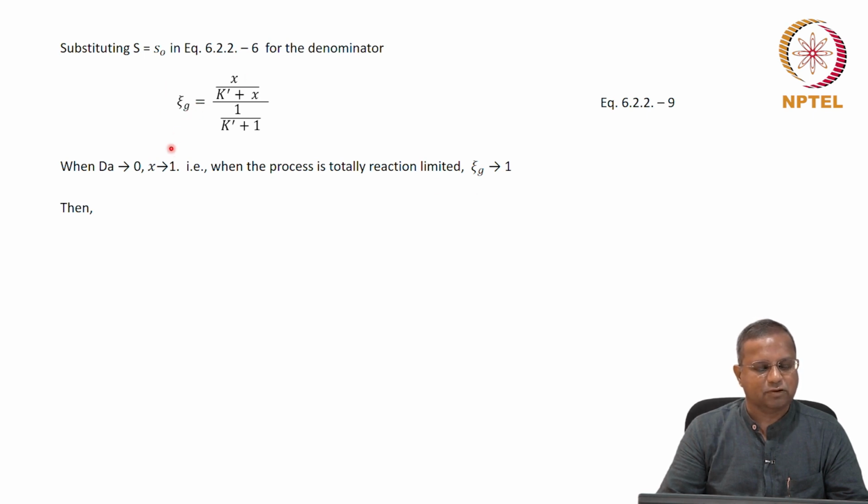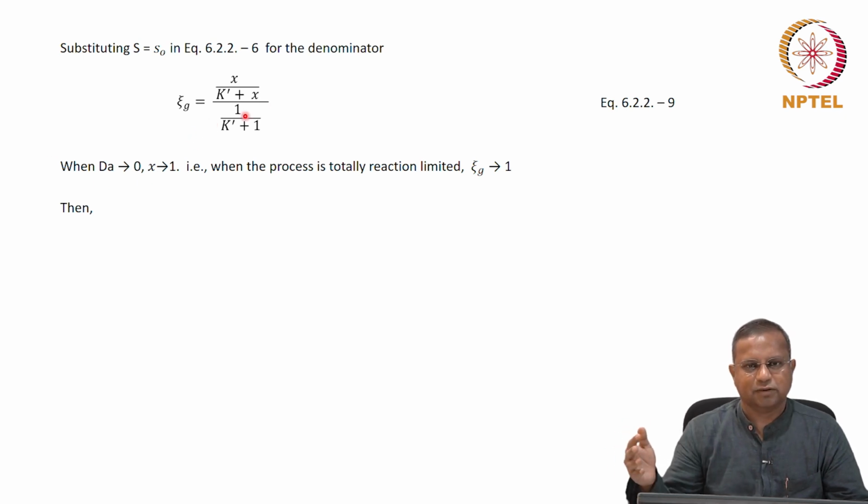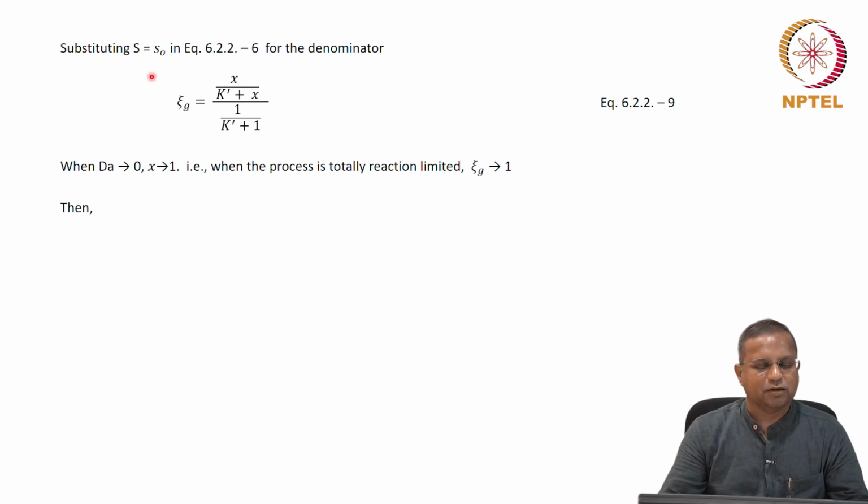Okay, you can see this here also. You put x tends to 1, you get 1 by k dash plus 1 divided by 1 by k dash plus 1, which is 1. Therefore, when the Damkohler number tends to 0, you get your effectiveness factor tending to 1. What is effectiveness factor? It is the actual reaction rate divided by the reaction rate in the absence of mass transfer resistance. Therefore, you are tending to the completely reaction controlled regime when the effectiveness factor tends to 1.